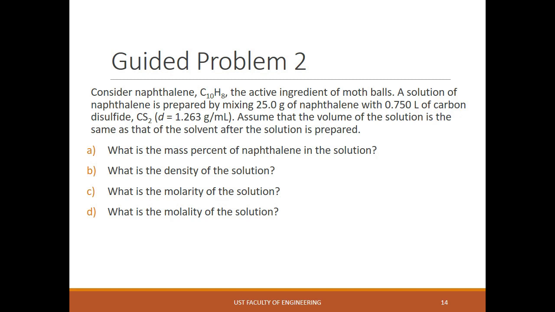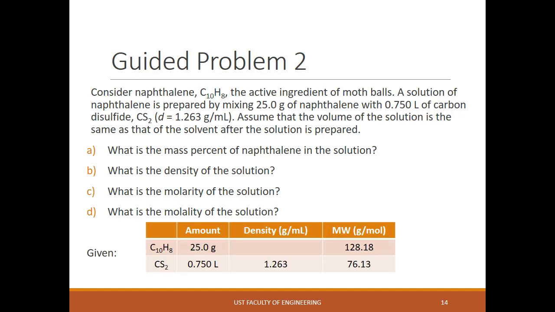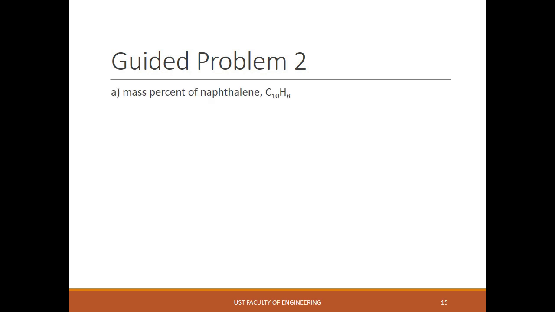We are asked to determine the mass percent of naphthalene in the solution and the density, molarity, and molality of the solution. The solute in the solution is the naphthalene, while the solvent is the carbon disulfide. The given values in the problem are listed in the table below, along with the molecular weights of both compounds as implied givens. For the first part, to determine the mass percent of naphthalene, we need to know the masses of naphthalene and carbon disulfide to be substituted in the formula. The problem already provided the mass of naphthalene. However, for carbon disulfide, only its volume and density are given.